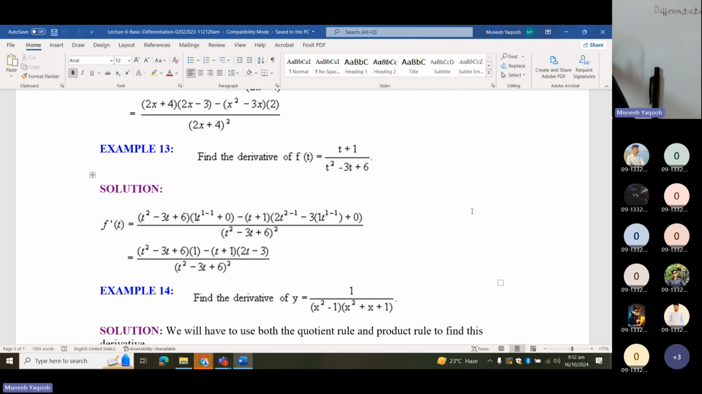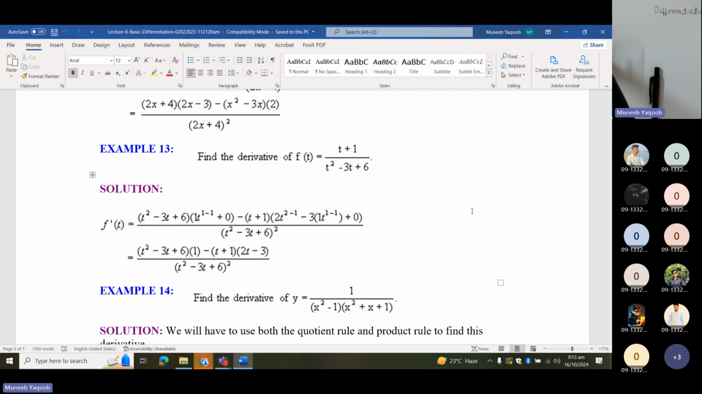And obviously we will divide by v square, and v of t is t square minus 3t plus 6. So we will divide the numerator by (t square minus 3t plus 6) whole square, because the formula says that the derivative of a fraction is (u prime v minus u v prime) whole divided by v square. Now again we can simplify the corresponding terms and have a simpler version of the answer, but this is left for your practice.